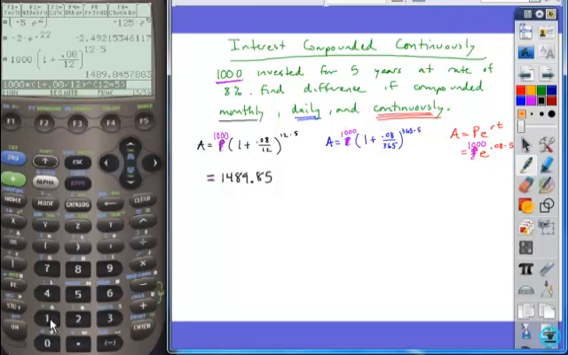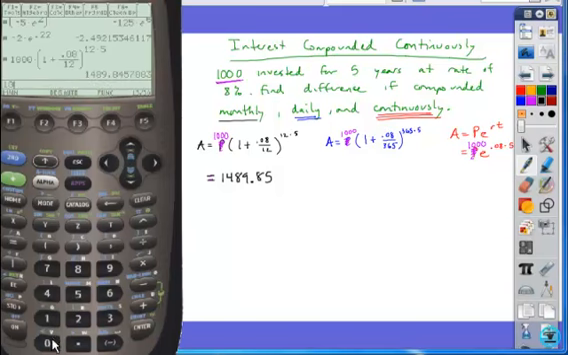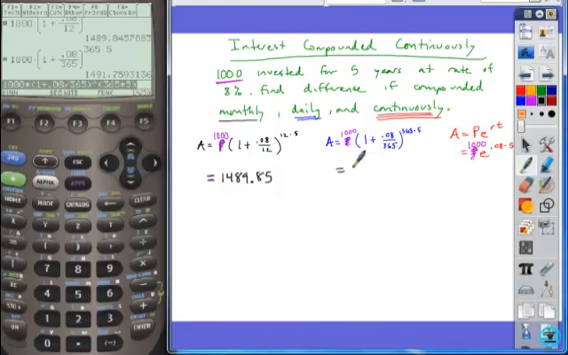So here we take 1,000 times 1 plus 0.08 divided by 365, and we're going to take that all to the power of 365 times 5. Okay, and so we see we get 1491.76.